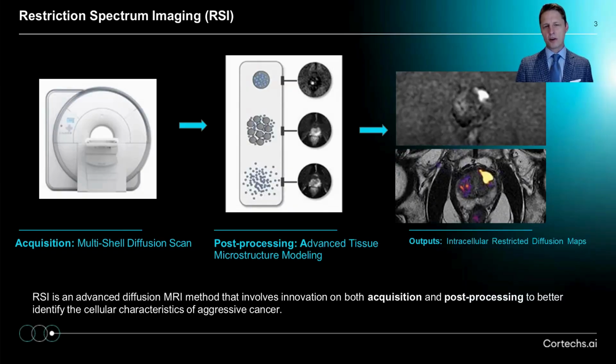A major advantage of RSI over most other diffusion techniques is that it uses diffusion data collected with multiple gradient directions and b-values, termed multi-shell acquisition. It really is an advanced diffusion MRI technique that helps better separate out the different sources of diffusion signal and really focus on what's coming from true intracellular restrictive diffusion, kind of as a hallmark characteristic for aggressive cancer.